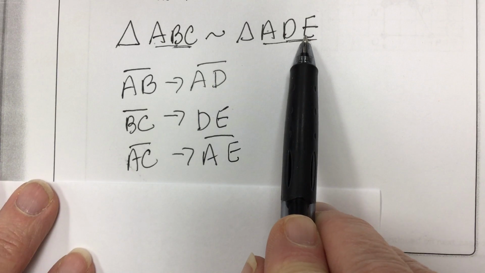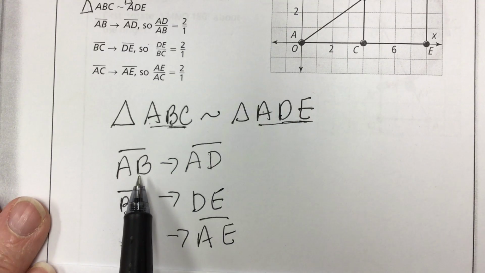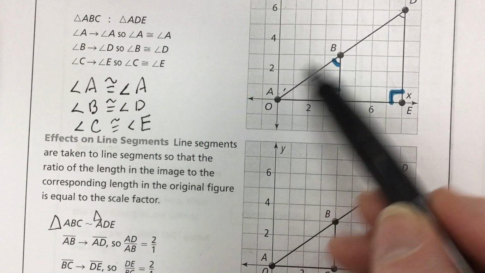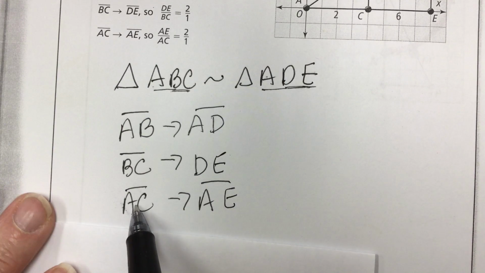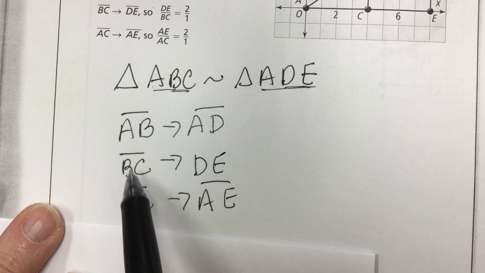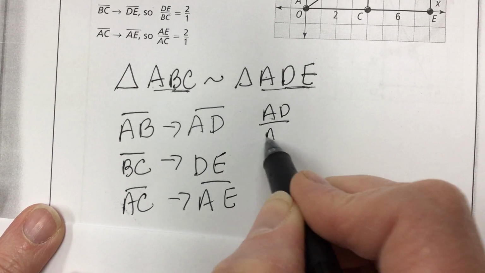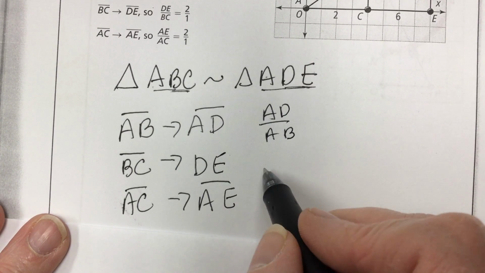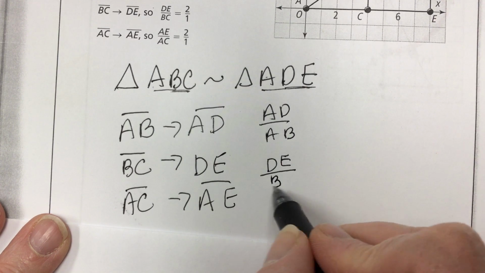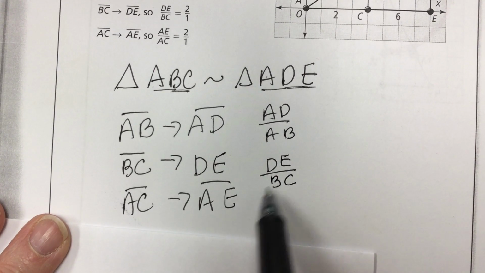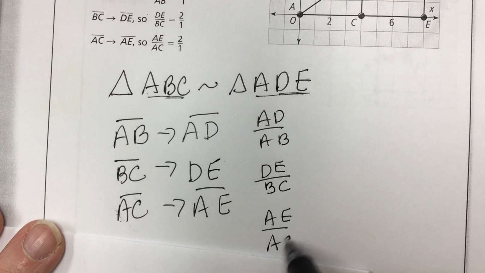Now, to write our scale factor, we will always place the original triangle, the small ABC, so we'll take these sides, go in the denominator, all right? Your original always goes in the denominator. So we would have AD over AB. We would have DE over BC. Always taking this one, putting it in the denominator. And then last, we have AE over AC.